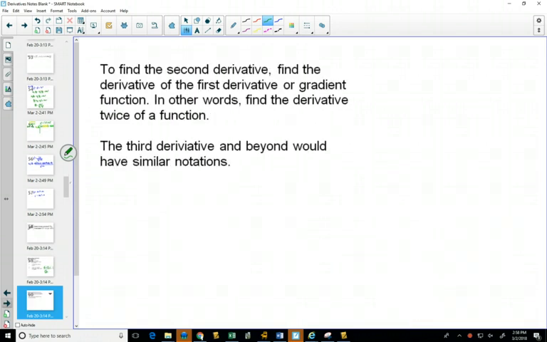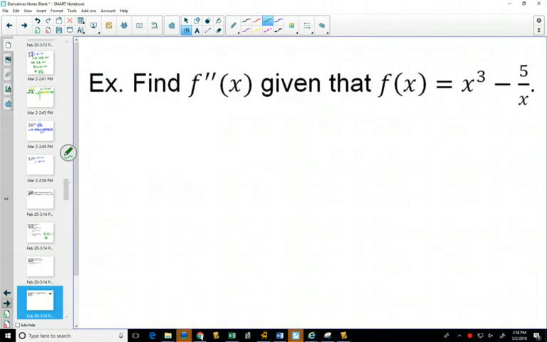So all we have to do to find a second derivative is find our first derivative and then find our derivative after that. Third derivative. How many times do you derive? You can derive things forever.